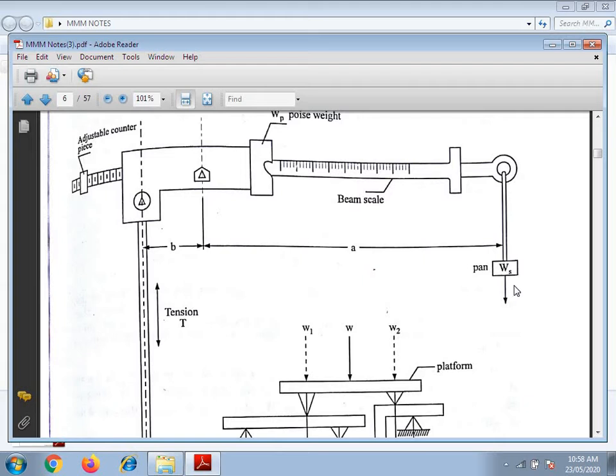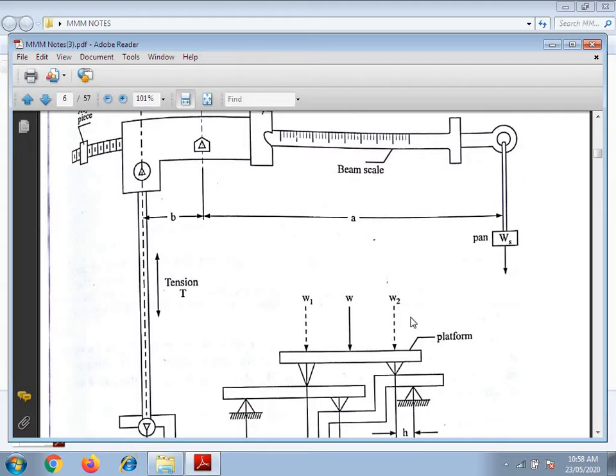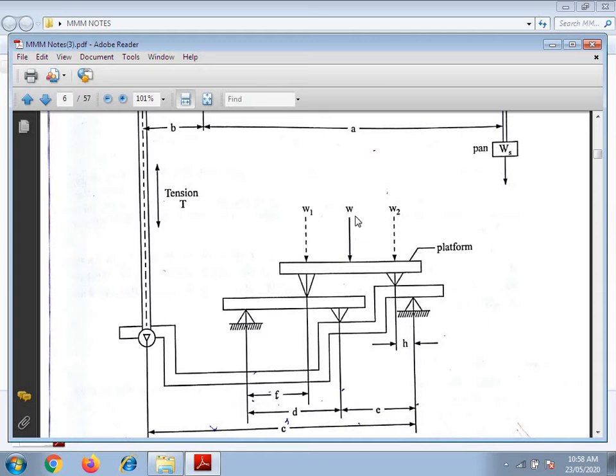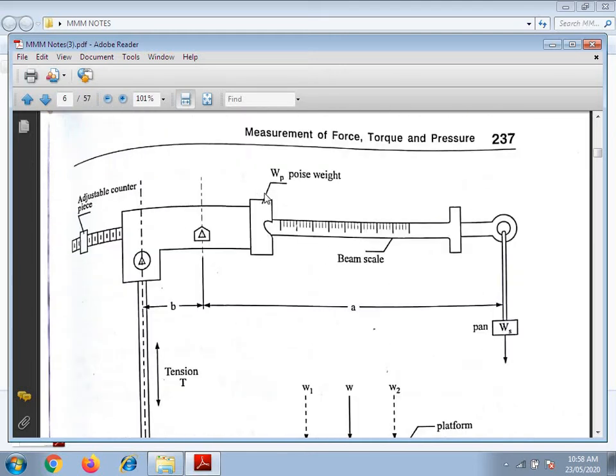The system is provided with an adjustable counterpoise which is used to get an initial balance. Before the unknown load W is applied to the platform, the poise weight WP is set at 0 of the beam scale, and the counterbalance is adjusted to obtain the initial zero balance.